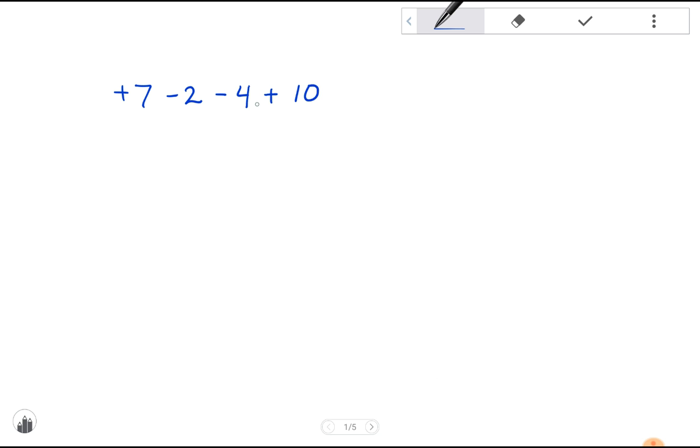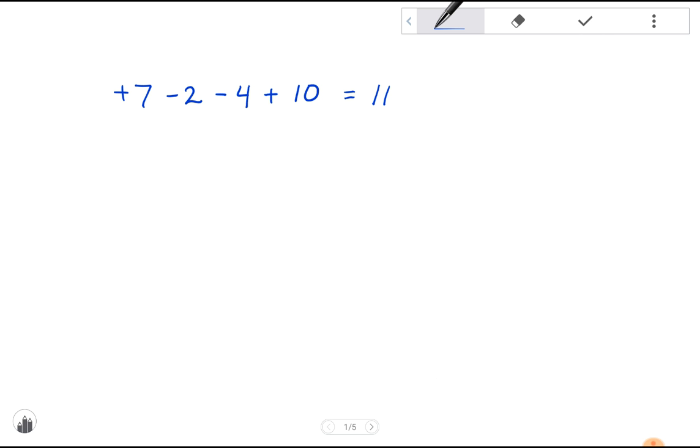Okay, so I can figure out how much money I have overall in my account by simply working out this right here. +7 -2 -4 +10. Okay, so we can just do it step by step, right? So +7 -2 is going to be 5. Okay, so 5. 5 -4 is going to be 1. And 1 + 10 is going to be 11. Okay, so we can work it out that way, one at a time. +7 -2 -4 +10, and we get 11. So the balance in the account is then $11.